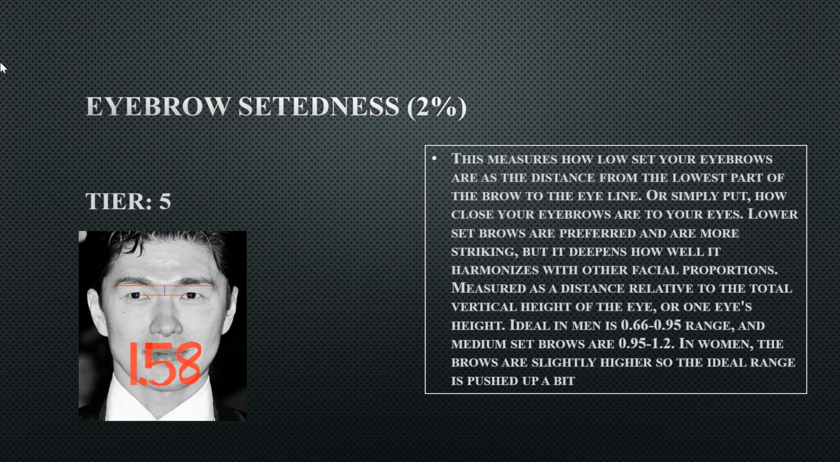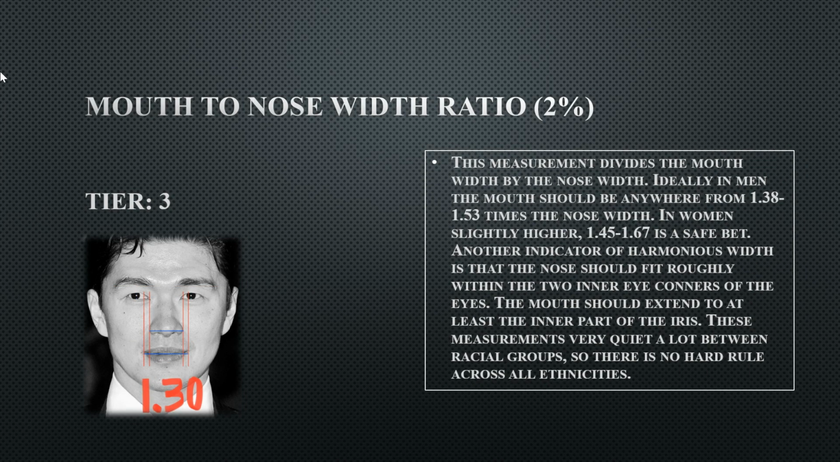Now he has a tier 5 for this rating that I gave him, which is at 1.58. His eyebrows are just a little bit too far apart from his actual eyes, and this is also part of the masculinity as well. If his eyebrows were a little bit closer to his eyes and a little bit lower set, I feel like that could have helped him tremendously with this measurement. All right, so the mouth to nose width ratio is 1.3, which is a tier 3.